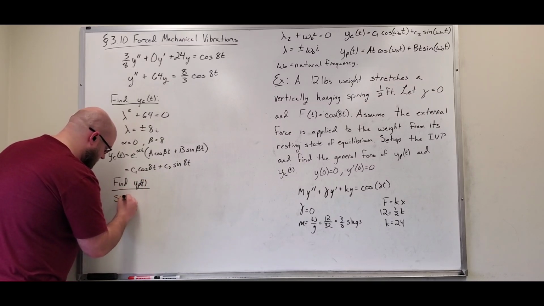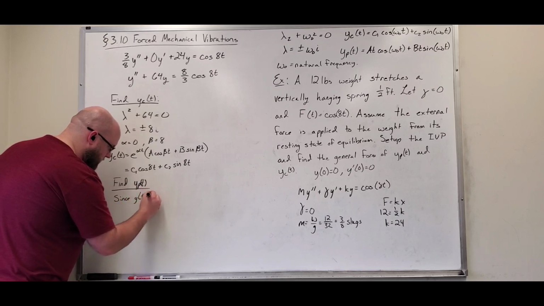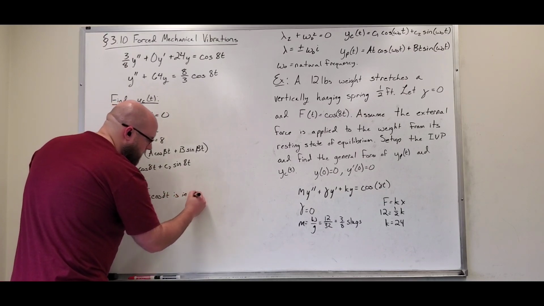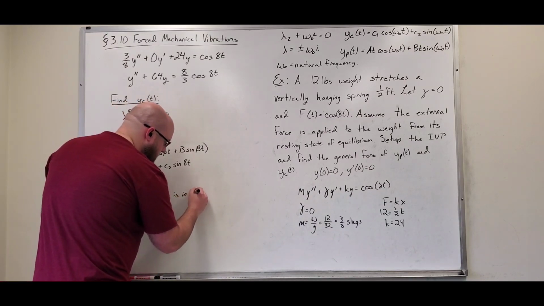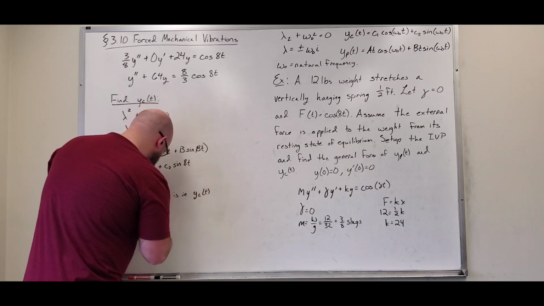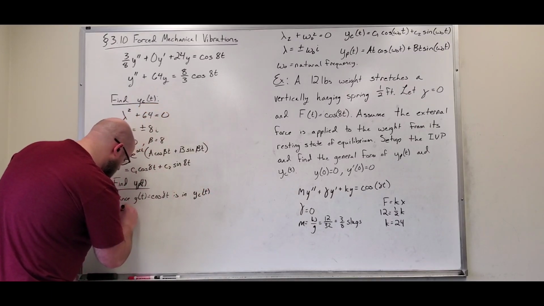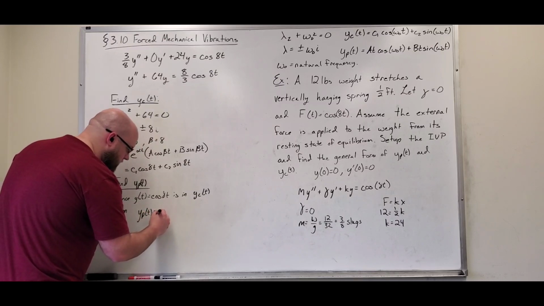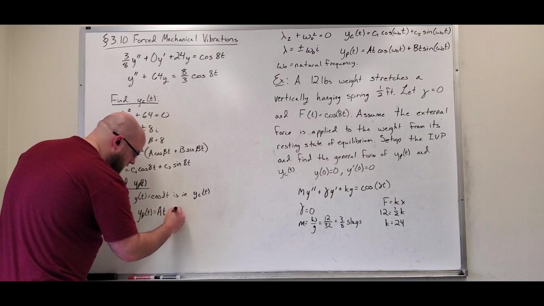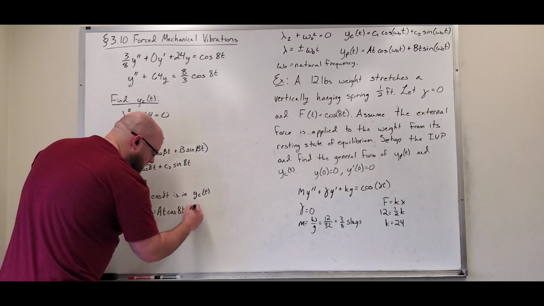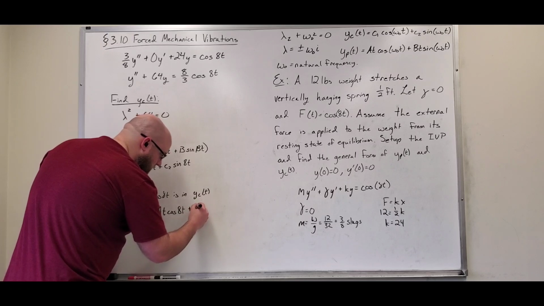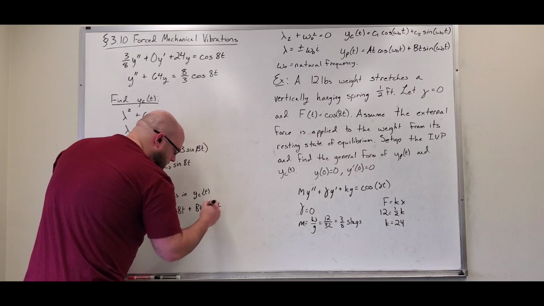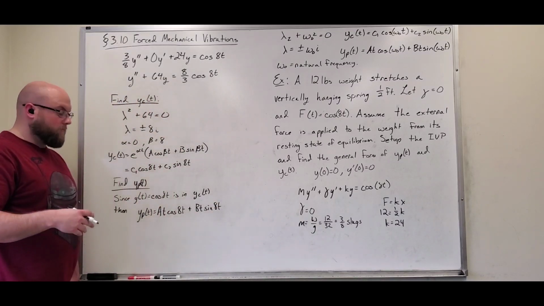Again, since g of t, which is equal to cosine of 8t, is in y sub c, then y sub p of t is equal to at cosine of 8t plus bt sine of 8t. Now, we would say, hey, we're done.